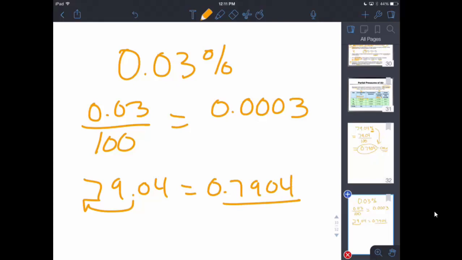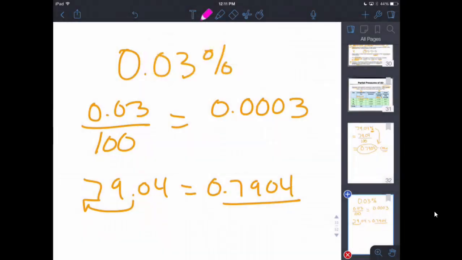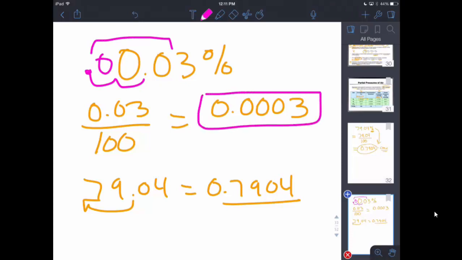When you do this with CO2, in order to move 2 decimal places to the left, you need to add a 0. So make sure that you get that right, because some people get lost with all the zeros.